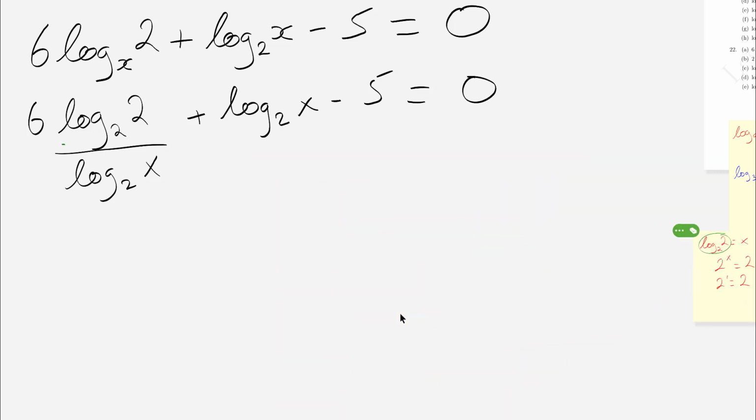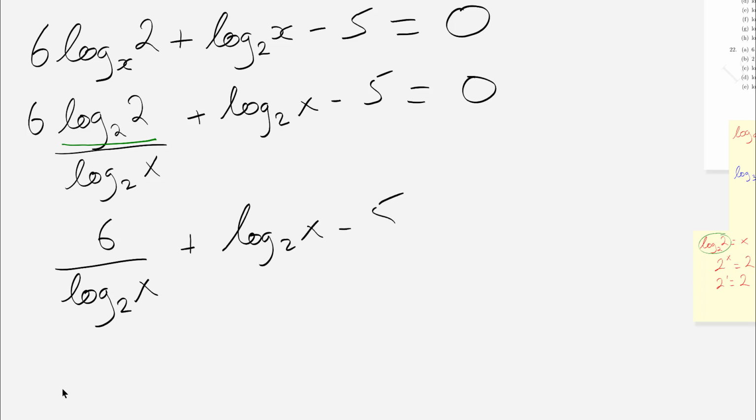Okay, so if the numerical value of that is 1, then you've got 6 times 1. So on top of the line, you've got 6 times 1, so that's simply 6 over log to the base 2 of x plus log to the base 2 of x minus 5 is equal to 0. So we still have logs hanging around. This is still a logarithmic equation, but at least now we have the same base everywhere. So it's an equation that has fractions in it.